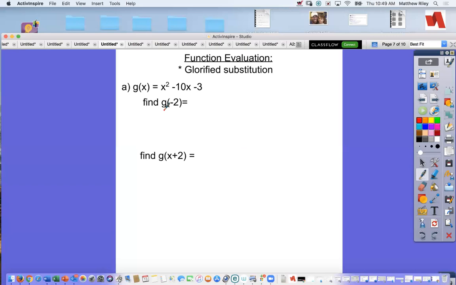What this is saying is, in my G function, this is my X value. So all I have to do is plug whatever's right here in for X everywhere I see an X. And then evaluate it. So -2 squared is 4. -10 times -2 is 20. And my value for that is going to be just 21.